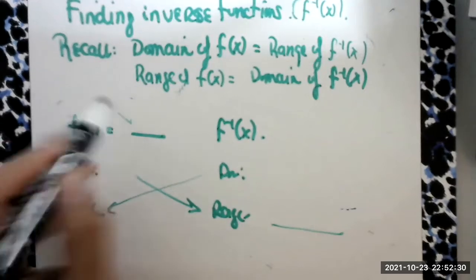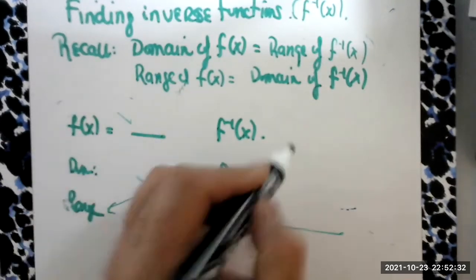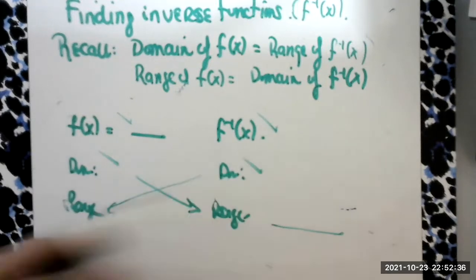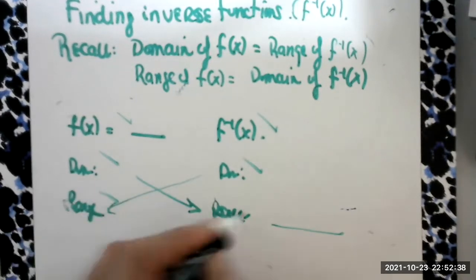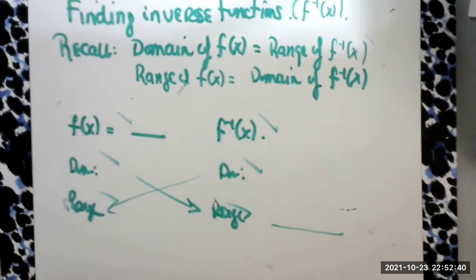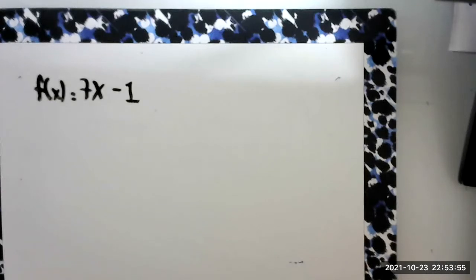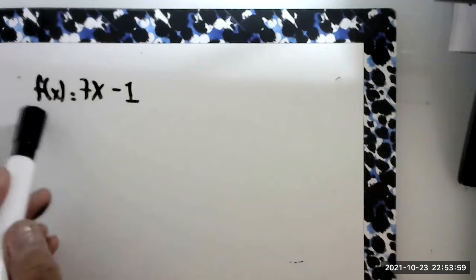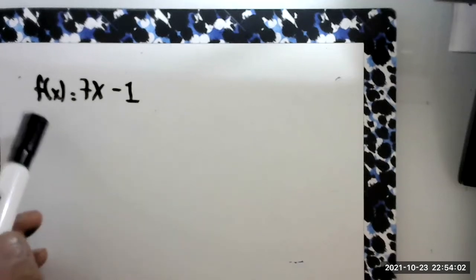So step one, given the original function, we will find the inverse. Then we'll find the domain of the original, domain of the inverse, and by default, we will have the range of both functions. So that will be the procedure of what I'm trying to do from this point forward. Let's start with the simple function. This is a linear function. The domain is all real numbers. So let's go ahead and find its inverse function.